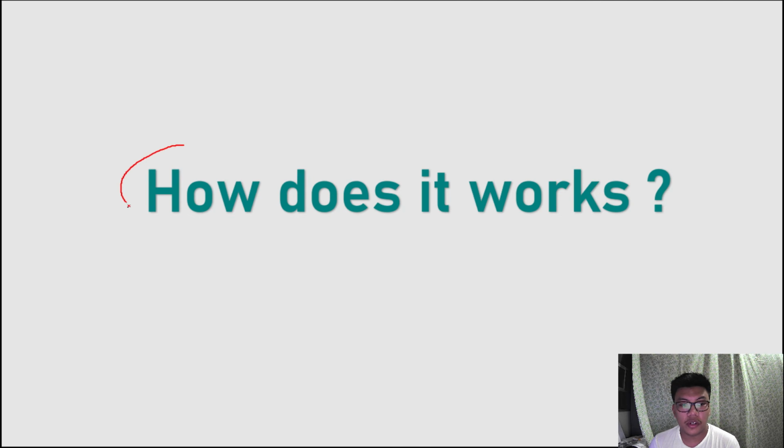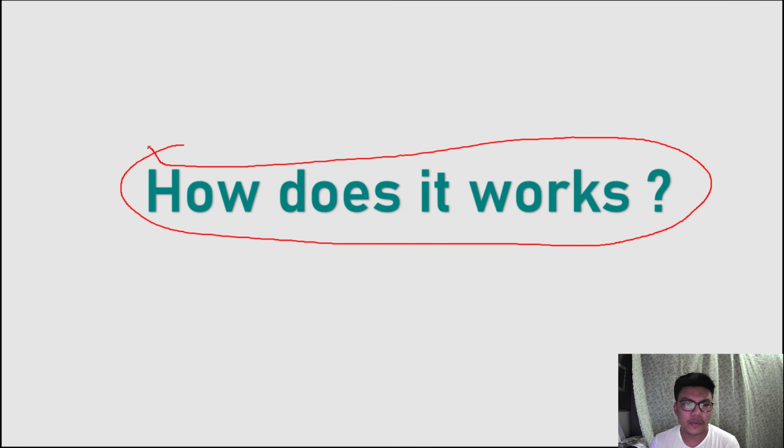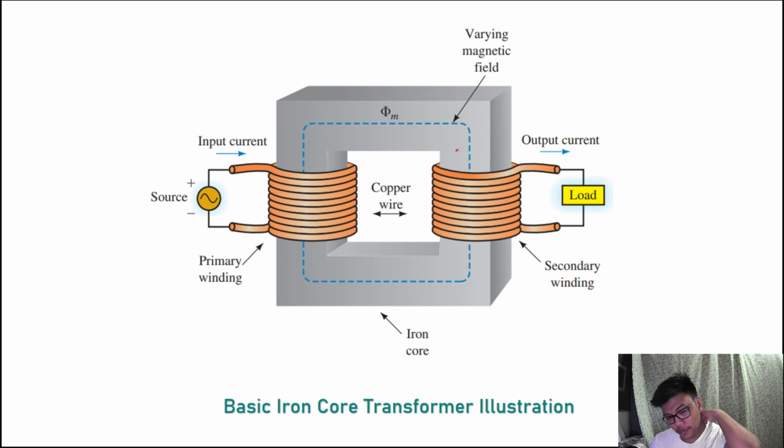So how does it work? So paano nga ba gumagana yung transformer na yan? So ito yung basic illustration ng ating iron core transformer. So marami tayong core na pwedeng gamitin. I think tatlo, no? Iron core, steel core, and air core. Meron ganun, no? So pero pinaka basic which is iron core. So paliwanag ko muna, no? Kung ano yung mga components natin.